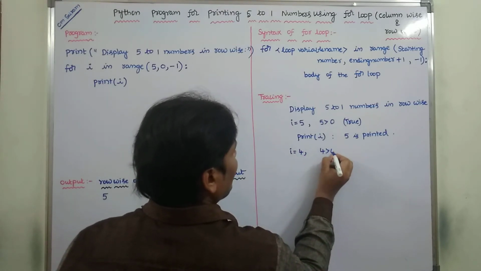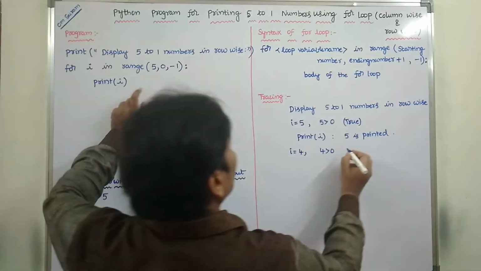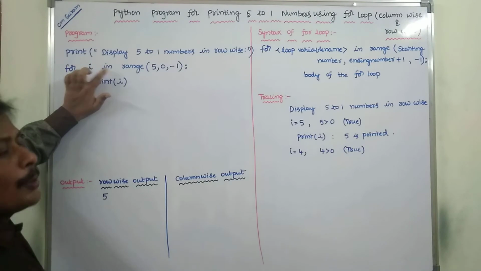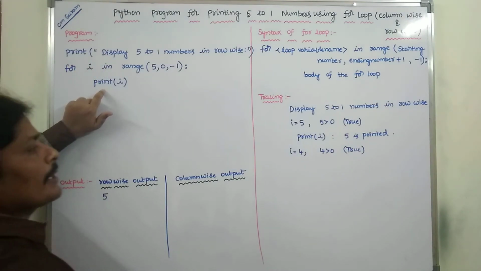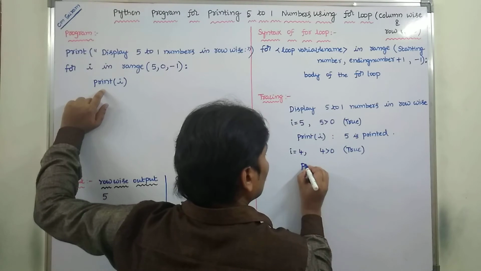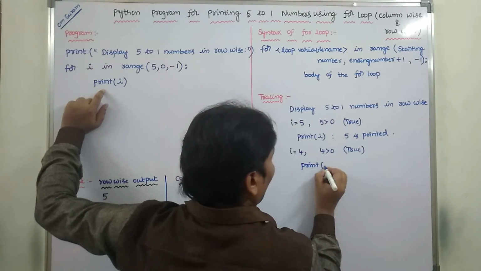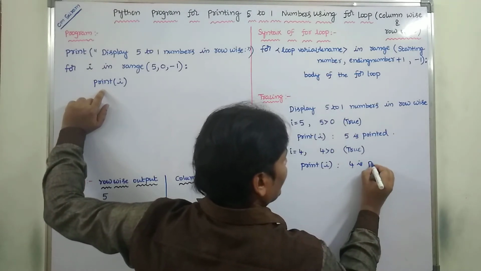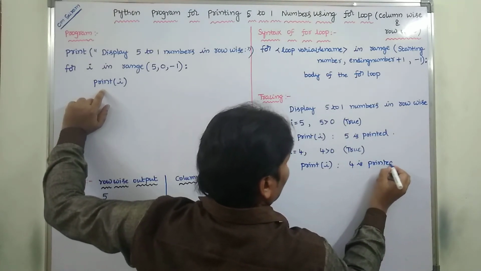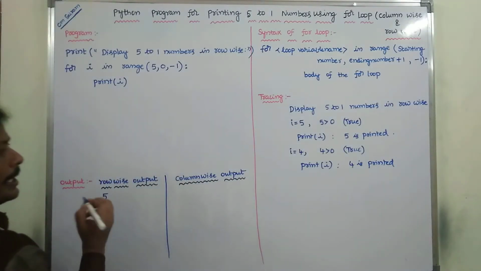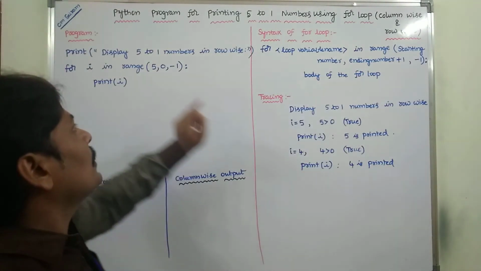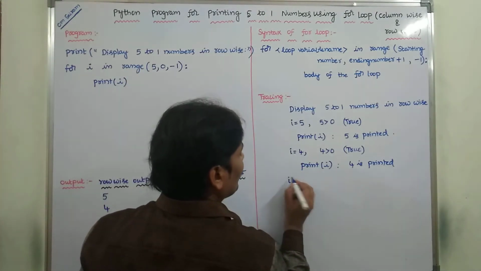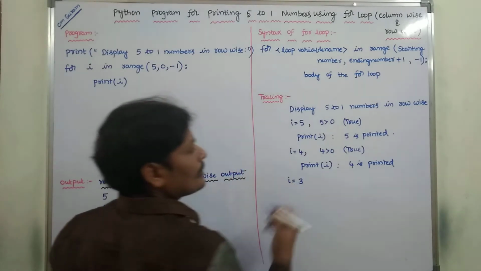Next, 4 greater than 0. This is the condition, and the condition is true. If the condition is true, then the control goes to the statement within the body of the for loop. So print of I. The I value is 4. Now 4 is printed. After printing the I value, the I value is decremented by 1. So previously the I value was 4, 4 minus 1, that is 3.